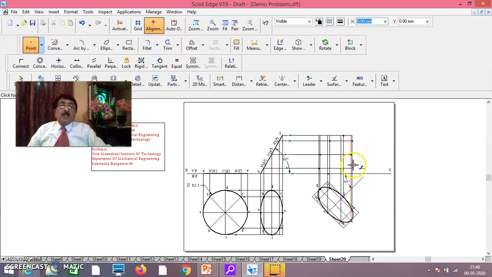Now please revise this, because this is a very important problem. In the sense, if this is given, very few students will do it in the exam, because unless you zoom the area, you won't get the points properly. You have to have the points properly, then only to join. Now the only thing left is joining.